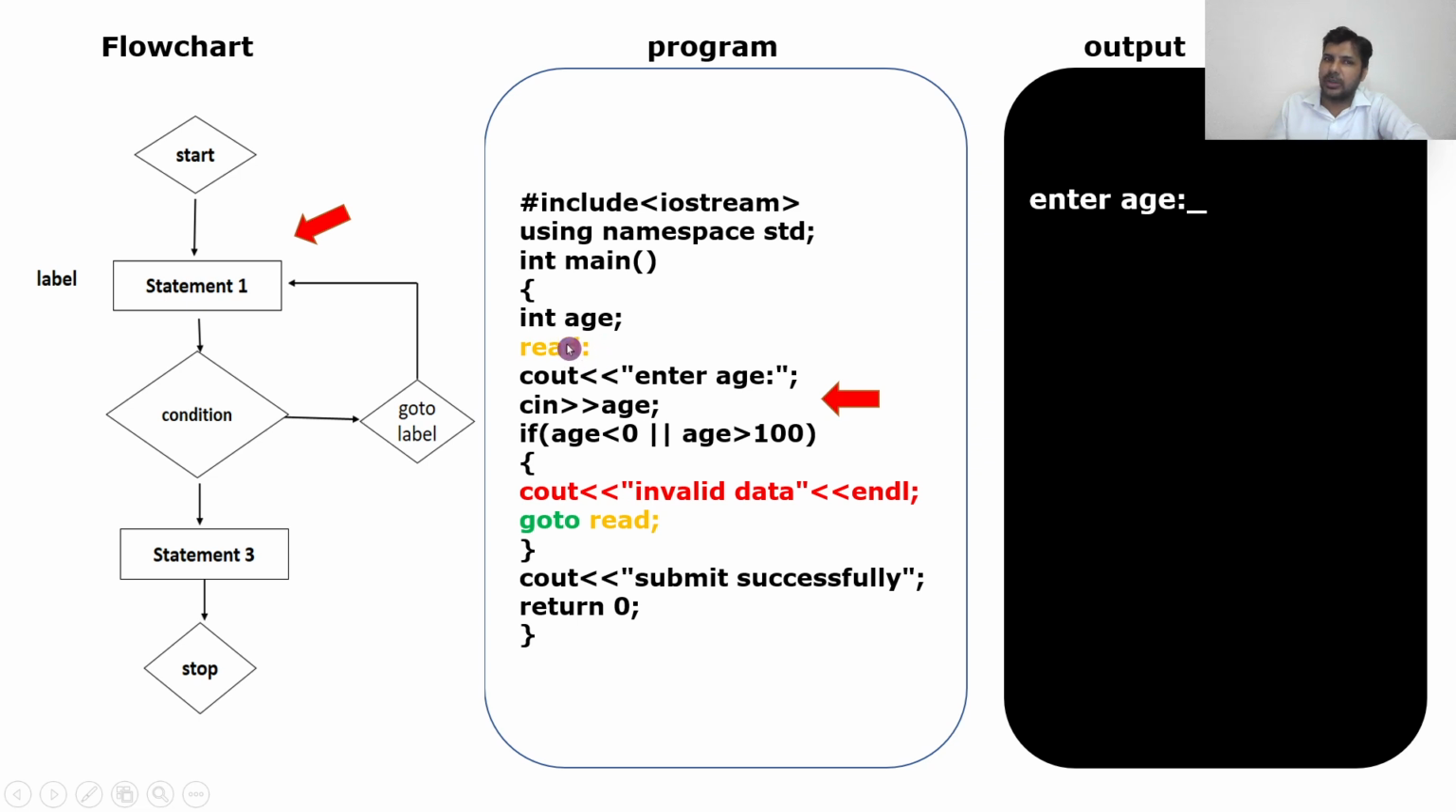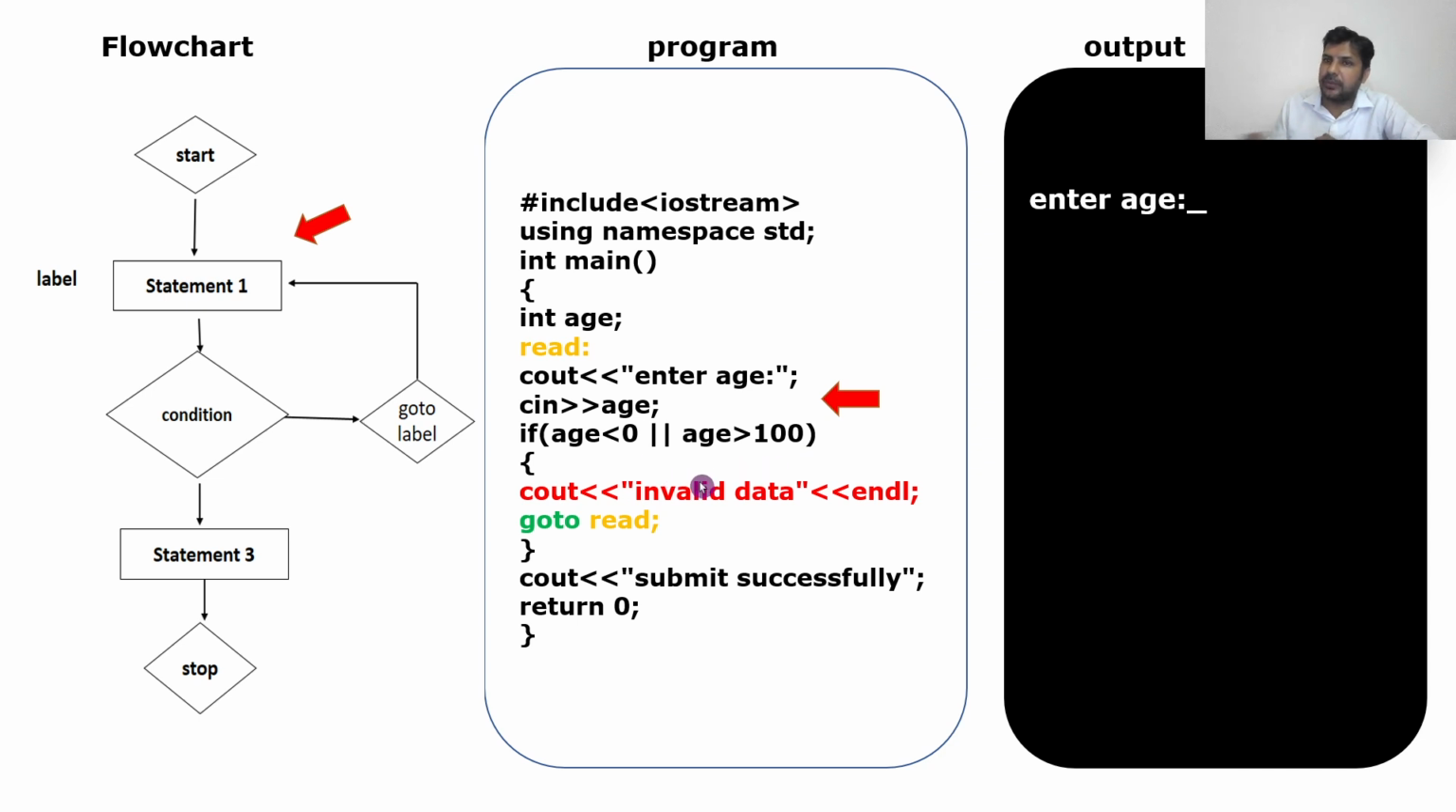Now let us see how this will work. What is the program we have taken? Age. For example, int age. It will ask to enter the age. If you enter an age between 0 and 100, it will accept it, otherwise it will show invalid data, right? So actually, what is the condition? Age. We are keeping a condition of 0 and 100.